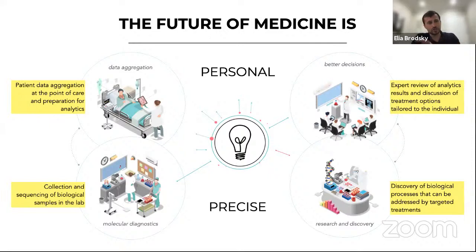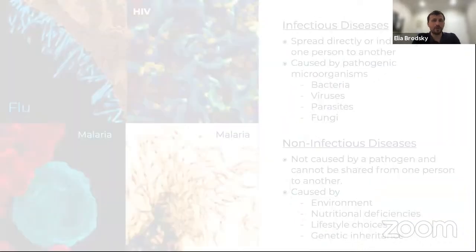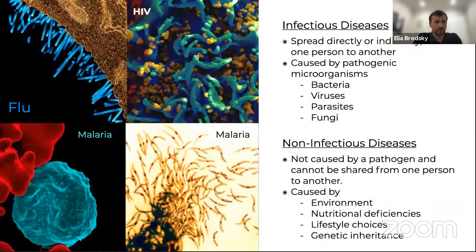So beyond the general statements like we have discussed up until now, let's talk about how this actually plays out in different examples. So most people would agree that we can divide the diseases into two kinds: infectious diseases and non-infectious diseases. Infectious diseases are spread directly or indirectly from one person to another, caused by pathogenic microorganisms such as bacteria, viruses, parasites, or fungi.